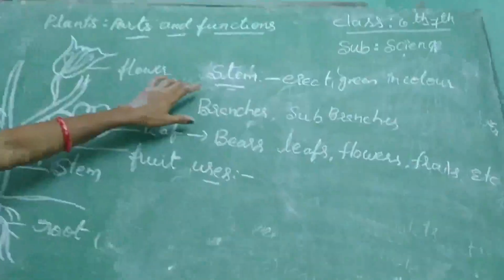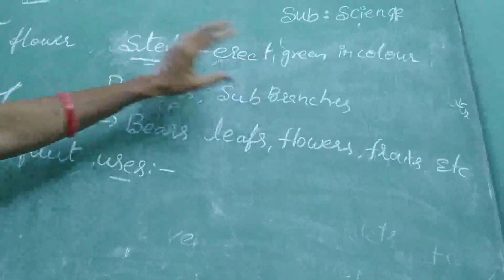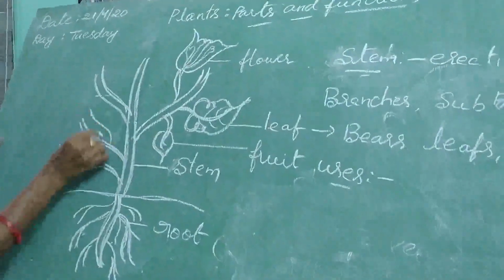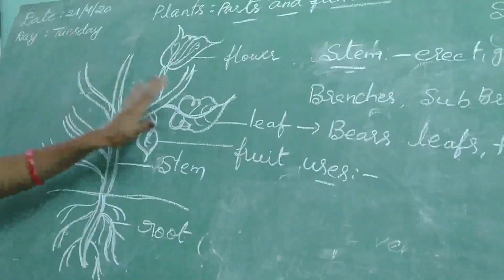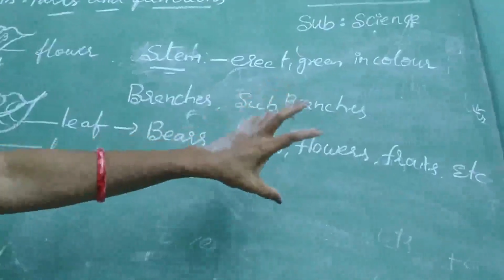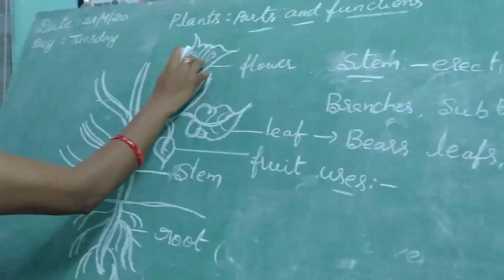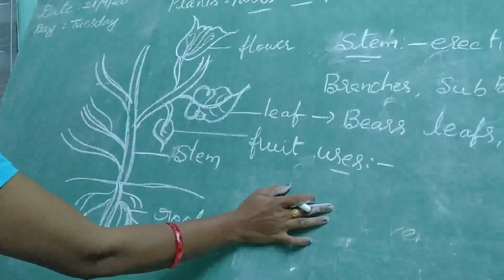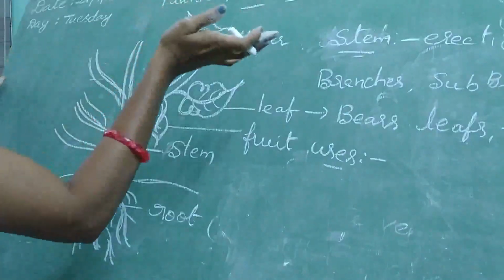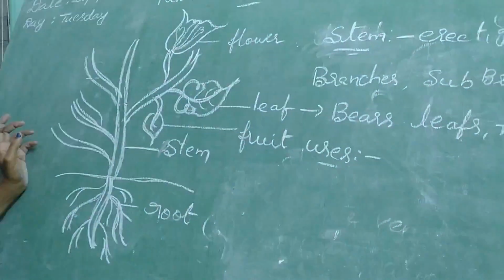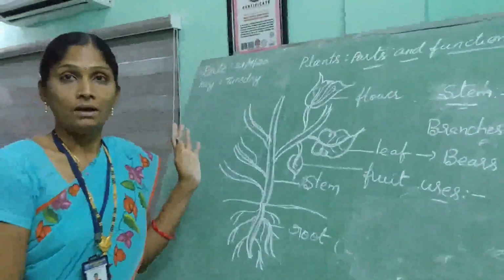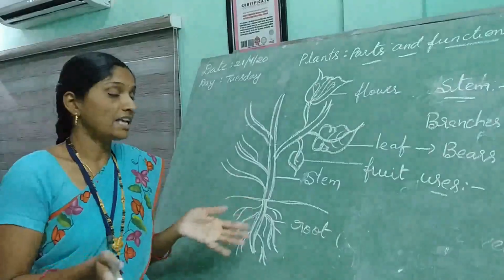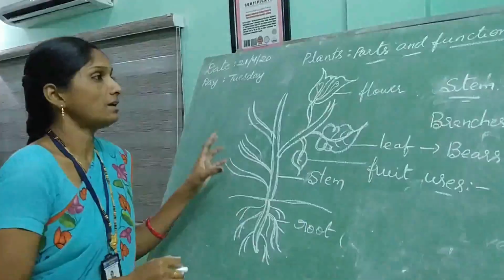Again, I tell you, the stem is erect, green in color, and divides into branches and sub-branches. It bears the leaves, flowers, fruits, etc. Another use of the stem is that all parts of the plant body are exposed to sunlight. That is a use of the stem.